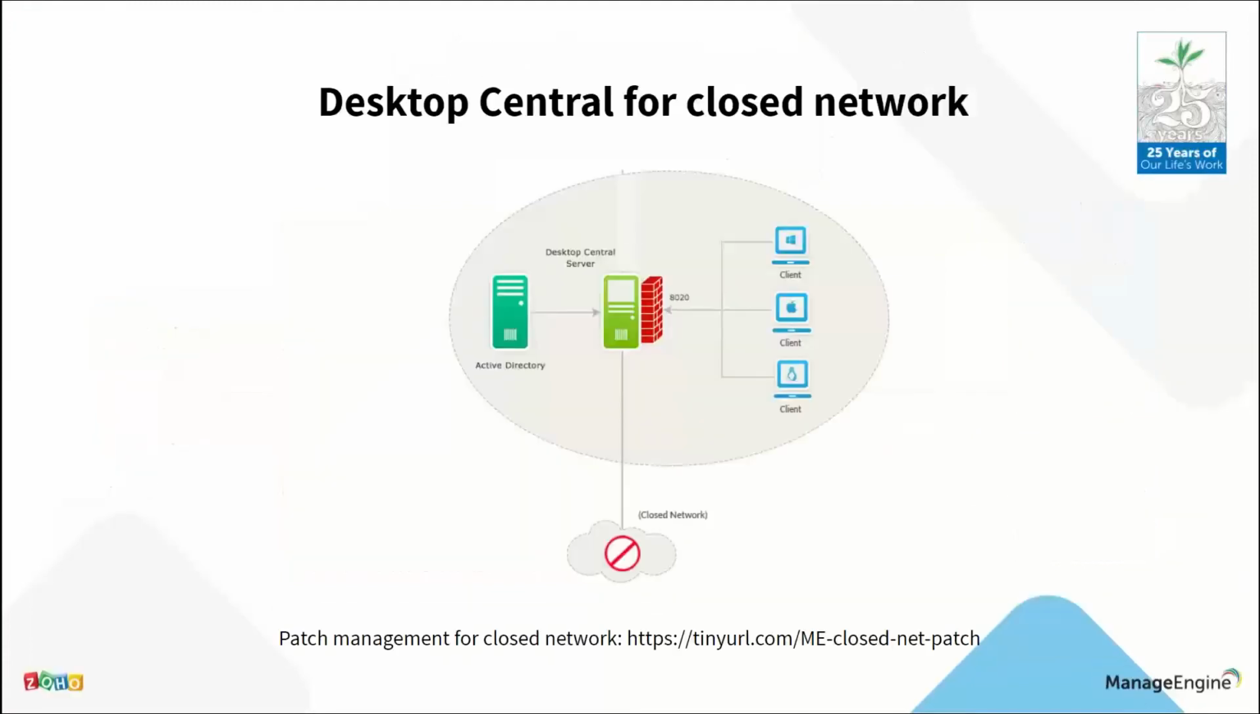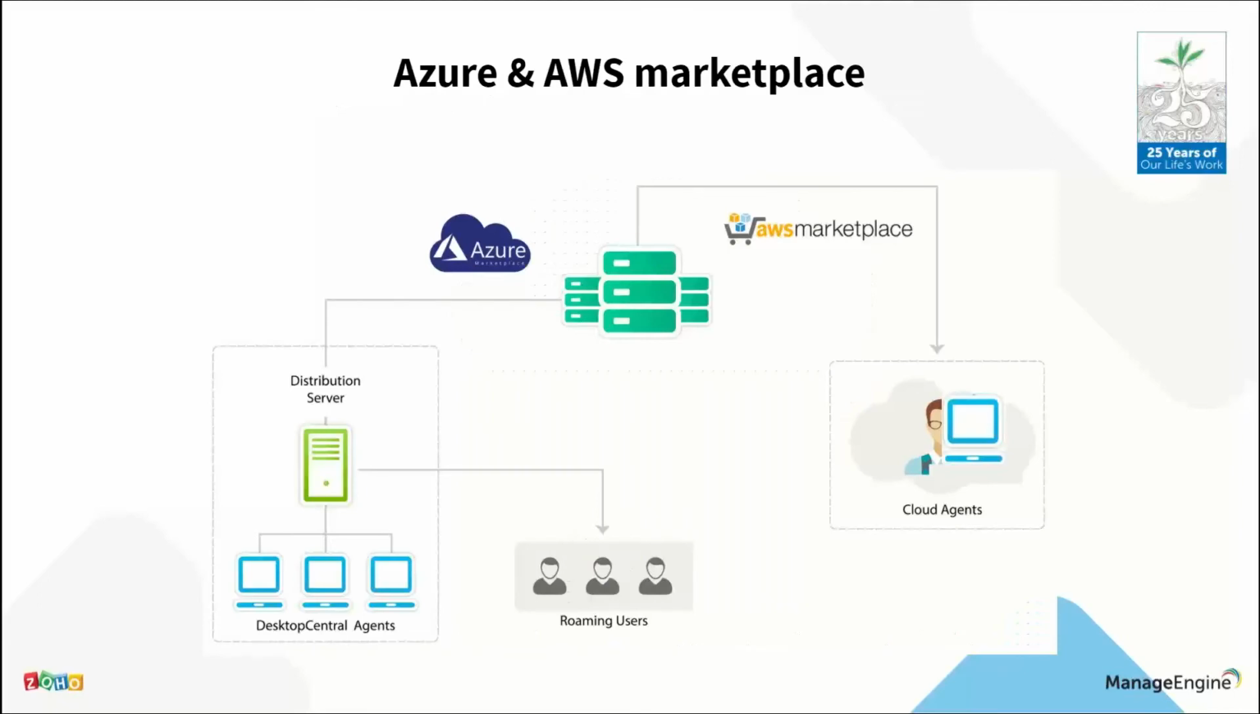We also support closed network, and you might ask me, what is a closed network? Now, this is a network which does not have connectivity to the internet, or I would say limited connectivity. So even if you have a closed network architecture, you can still use Desktop Central to manage your endpoints. And as I said, Desktop Central is available in AWS as well as Azure.